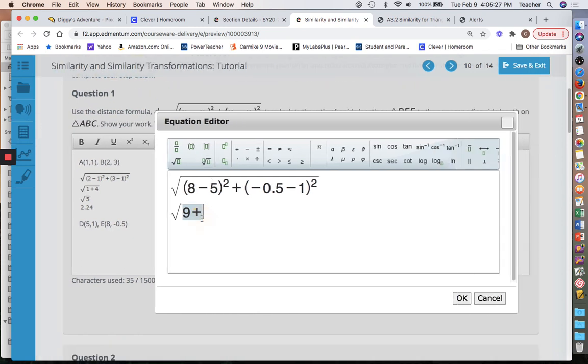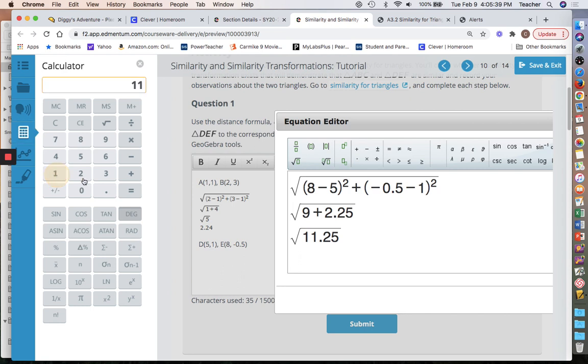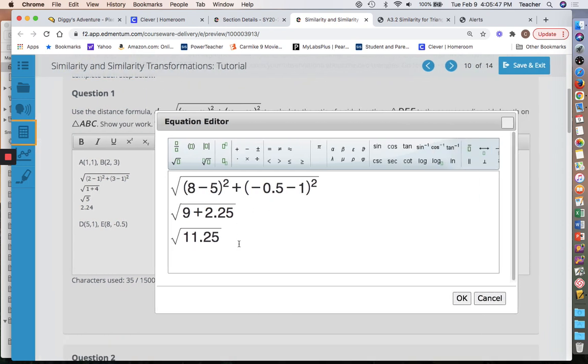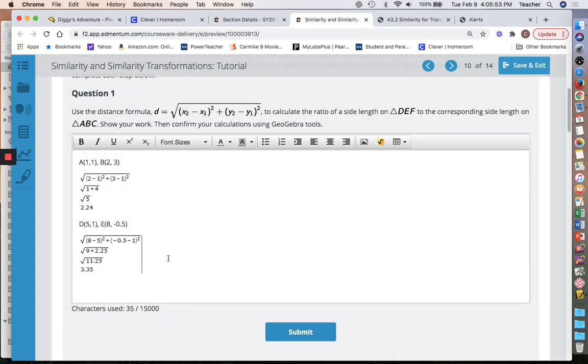2.25. All right, so I'm going to add those together, and I get 11.25. Now I need to find the square root of 11.25. So 11.25, that's going to be about 3.35. I got it over here, 3.35. All right, so I can put that into my problem.